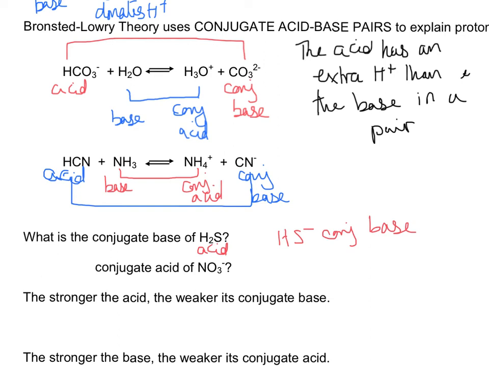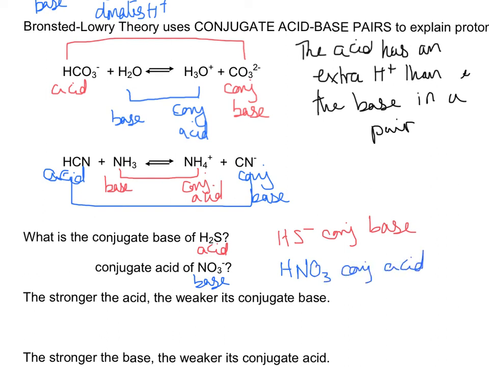Okay, the next one is asking for the conjugate acid of NO3 minus. So the acid would have an extra H plus. The acid always has an extra H plus. So if I'm asked for the conjugate acid of NO3 minus, this means that this is my base. So a base accepts a proton, so it becomes HNO3. So this is the conjugate acid.